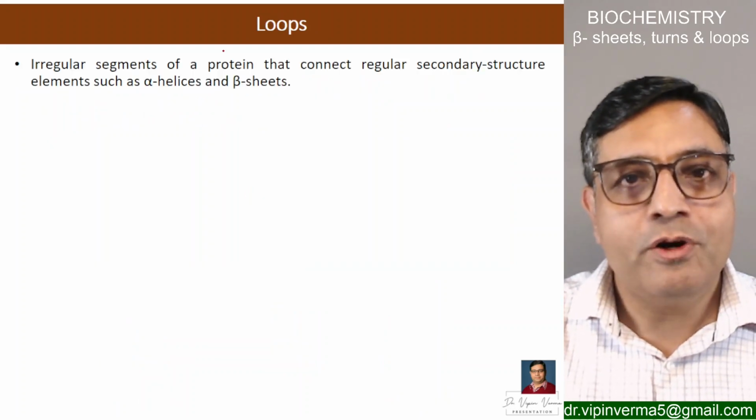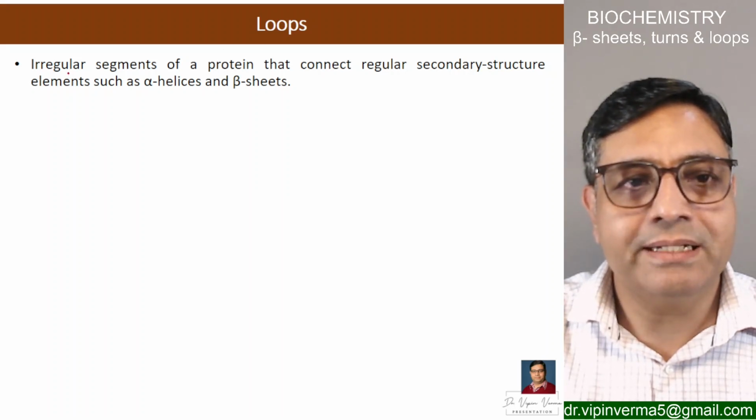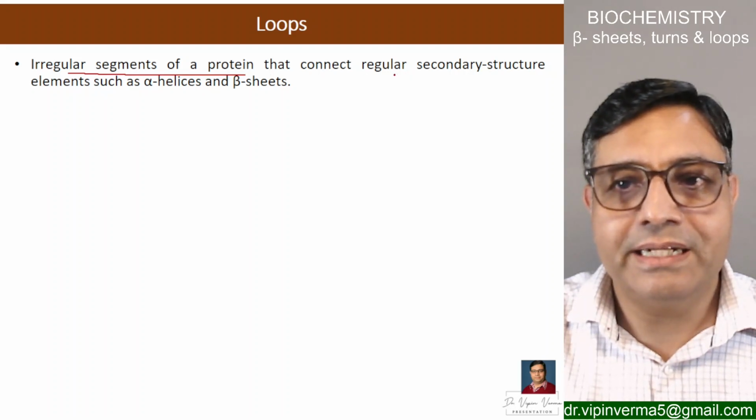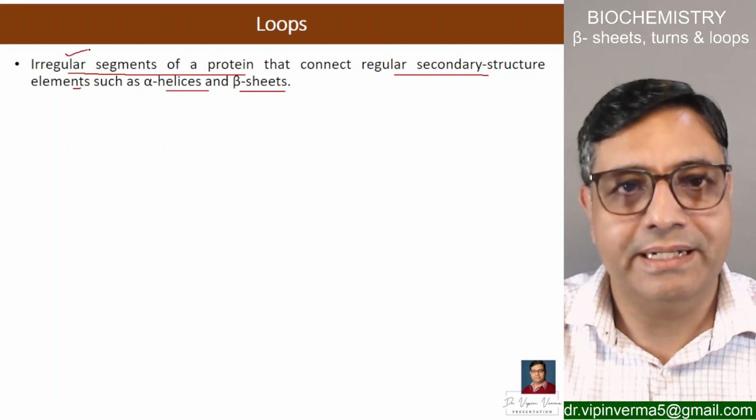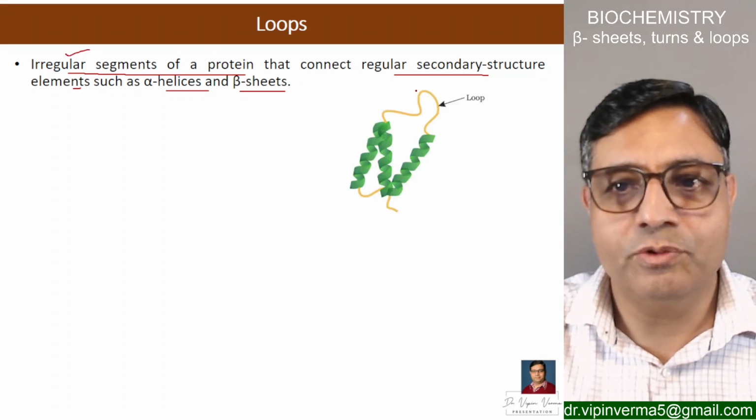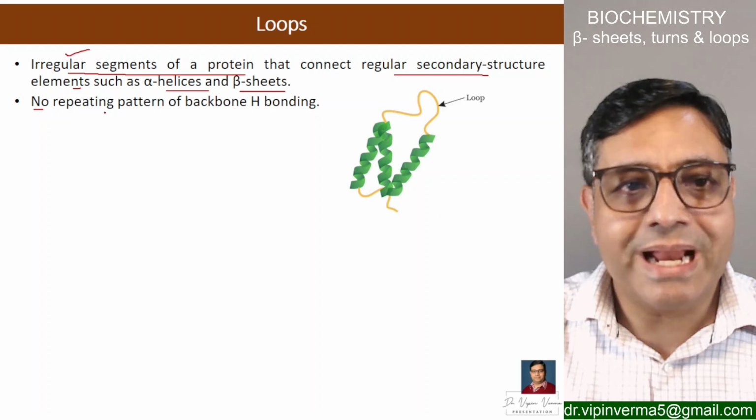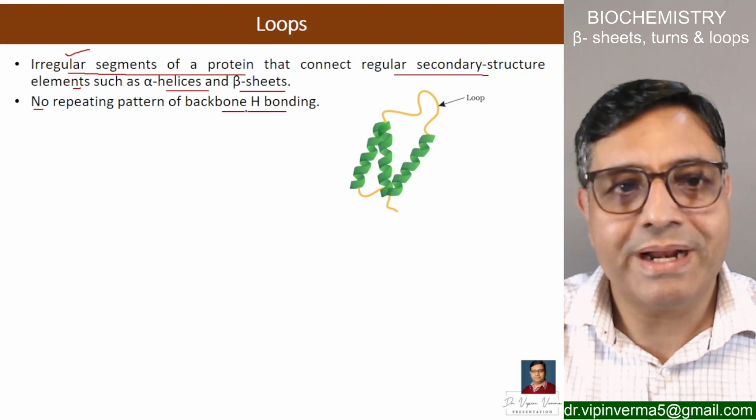Now, what are loops? Let's talk about the loops after turns. So these loops, they are the irregular segments of a protein that connect regular secondary structure elements like alpha helices and beta sheets. So basically they are the connectors and they are irregular segments, remember. So you can see here, there is a loop which is connecting the alpha helix here. There is no repeating patterns of the backbone hydrogen bonding. So there is no repeat pattern here.